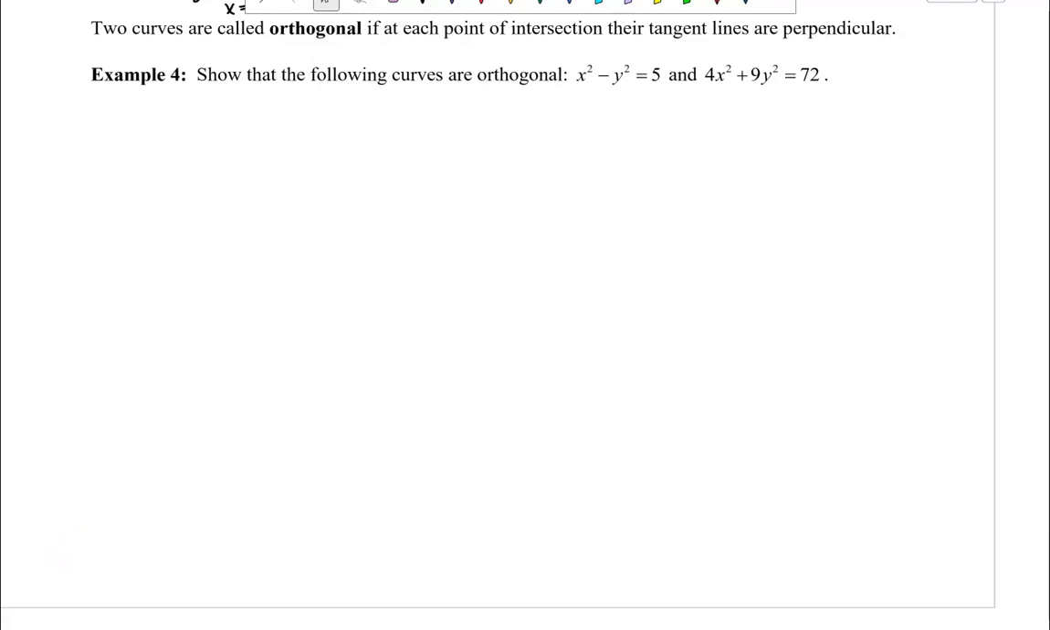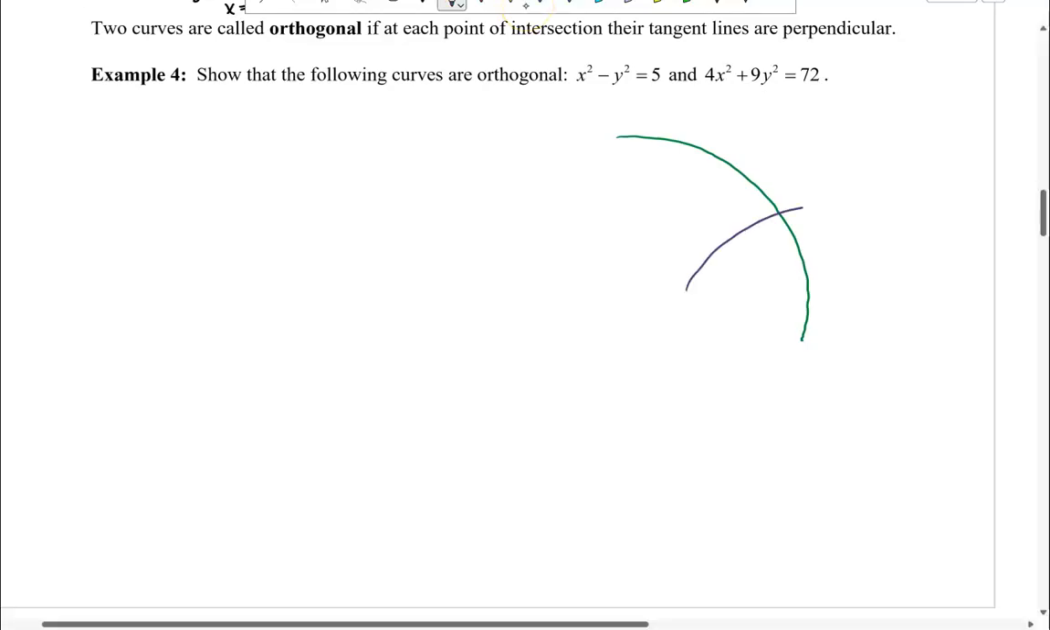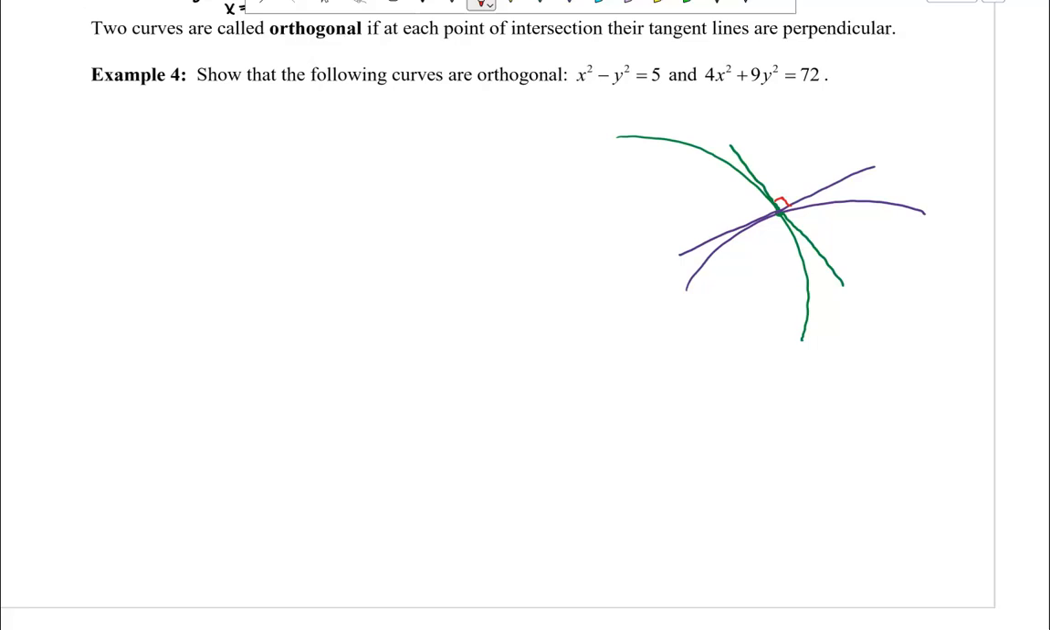Two curves are called orthogonal if at each point of intersection their tangent lines are perpendicular. So if we have one curve and a second curve where the green curve has a tangent line at this point of intersection, maybe like this, and the purple curve has a tangent line at the point of intersection, maybe like that. If these tangent lines are perpendicular, then we say that the curves are orthogonal at this point. However, if the two curves are orthogonal at all of the points of intersection, then we say that the curves are orthogonal. So in example 4, they want us to show that the curves are orthogonal, given the curves x squared minus y squared equals 5 and 4x squared plus 9y squared equals 72.